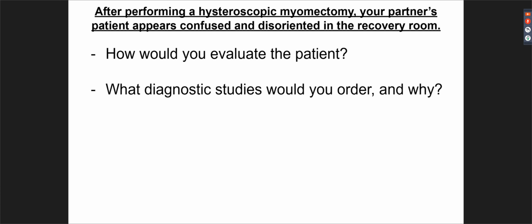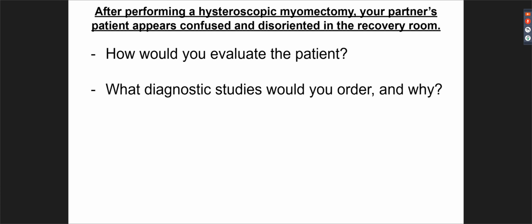So what diagnostic studies would you order and why? Well, I'll start by ordering a CBC. I will be concerned if there was significant blood loss during the procedure, so I'll be interested in knowing the hemoglobin. I will also go back and review what the fluid deficit was during the procedure, which would be important.